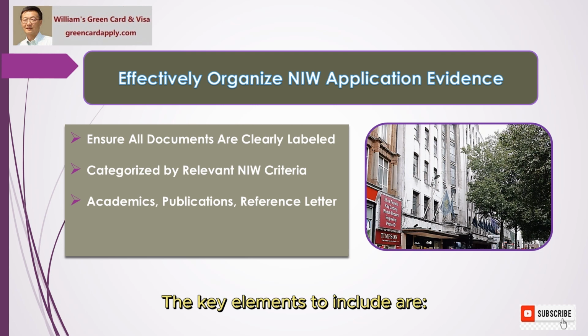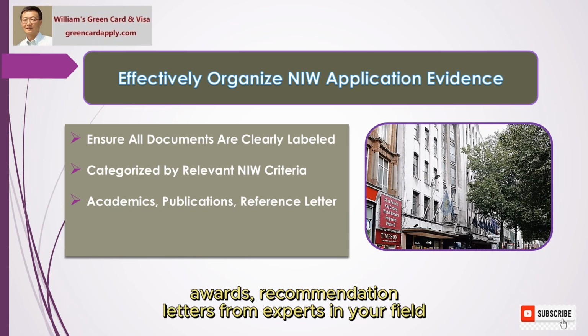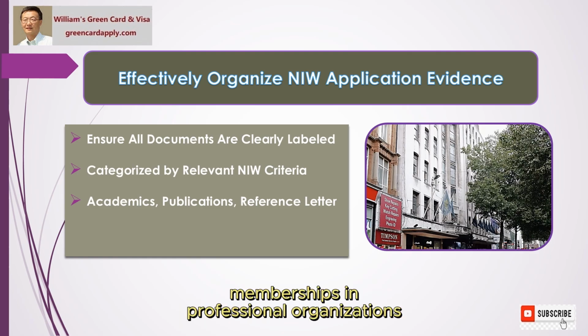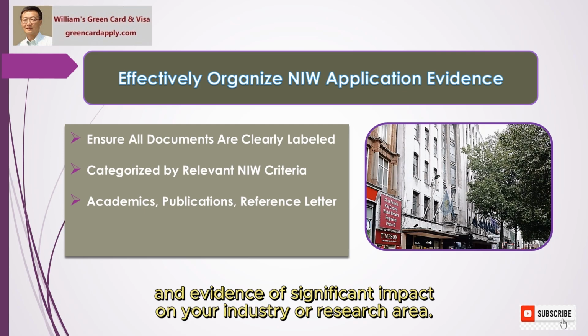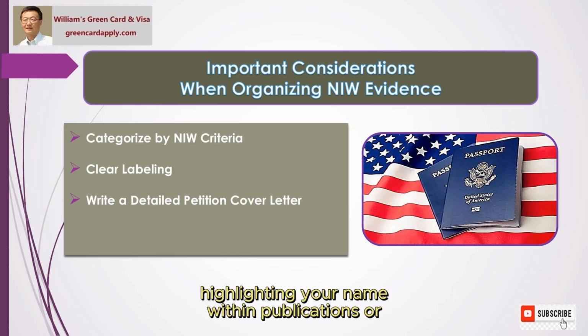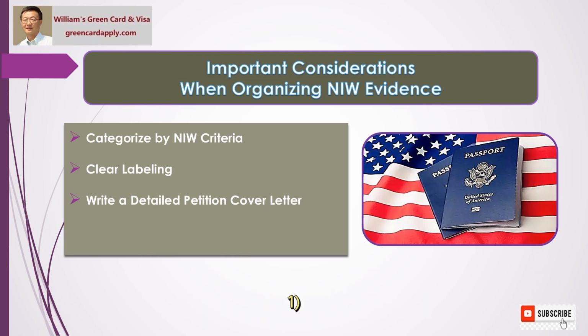The key elements to include are: academic transcripts, publications with citation counts, awards, recommendation letters from experts in your field, memberships in professional organizations, and evidence of significant impact on your industry or research area. This includes using certified translations for foreign language documents and highlighting your name within publications or citations to make your work easily identifiable.